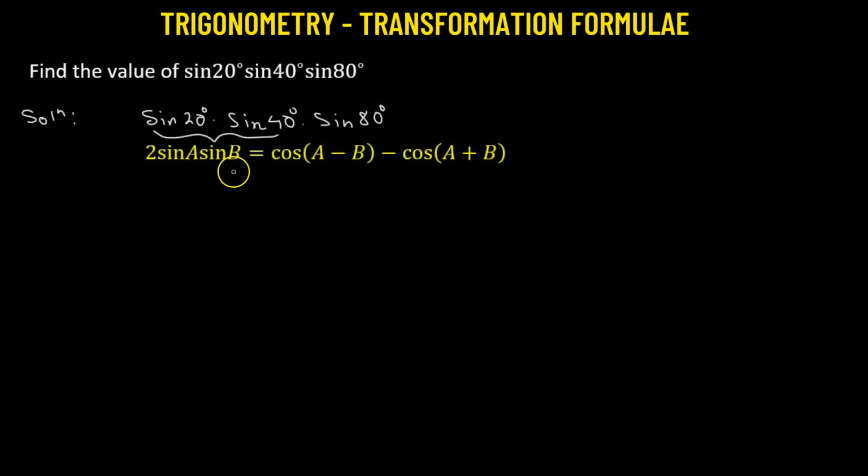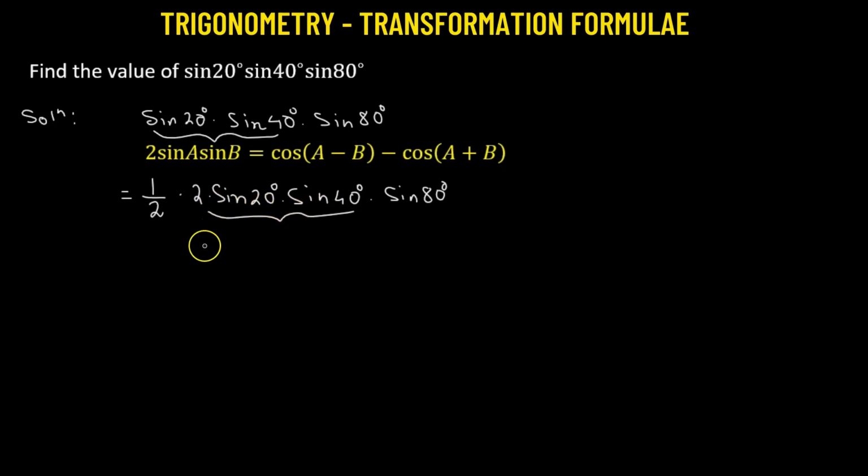2 times sine A times sine B transforms to a difference of cosine functions. Now in this case, we don't have the factor 2 here. So what we'll do, we'll multiply and divide by 2. So we get half multiplied to 2 times sine 20 degree times sine 40 degree, and multiplied to it will be sine 80 degree. We will now apply the transformation formula to 2 sine 20 degree times sine 40 degree.